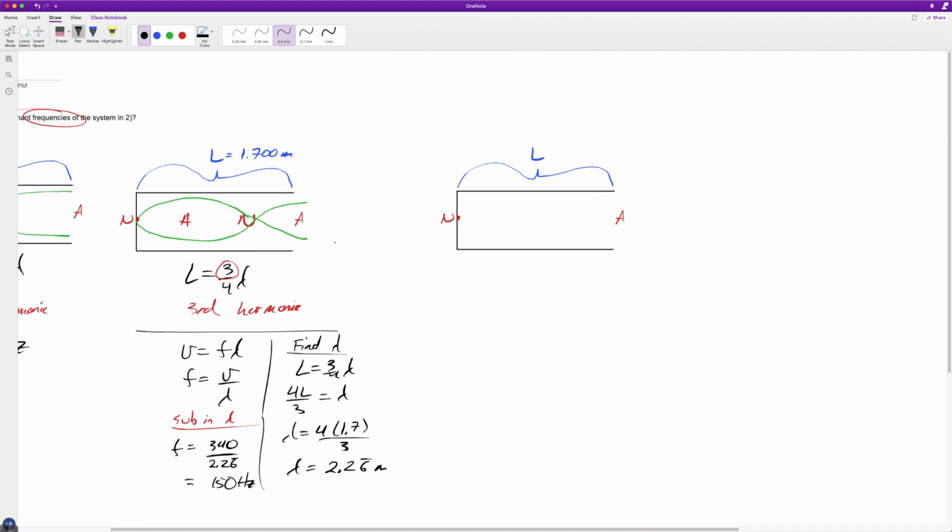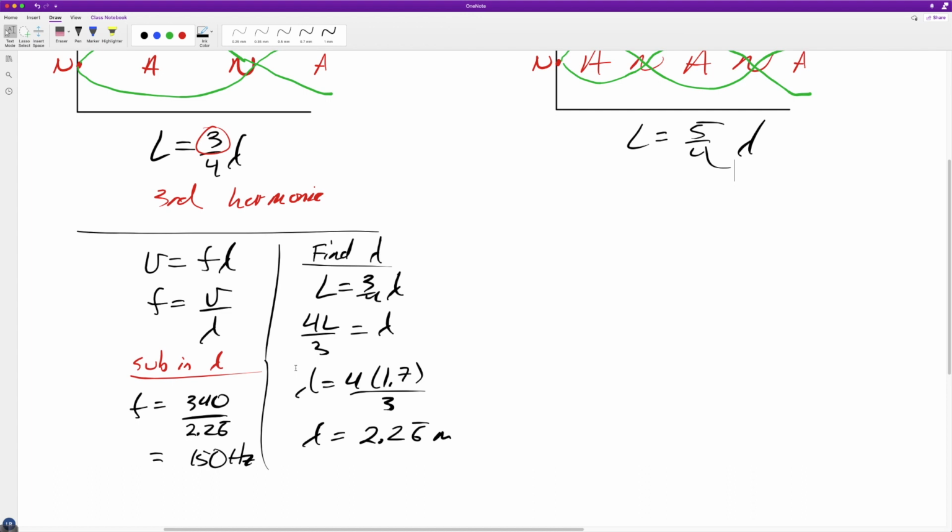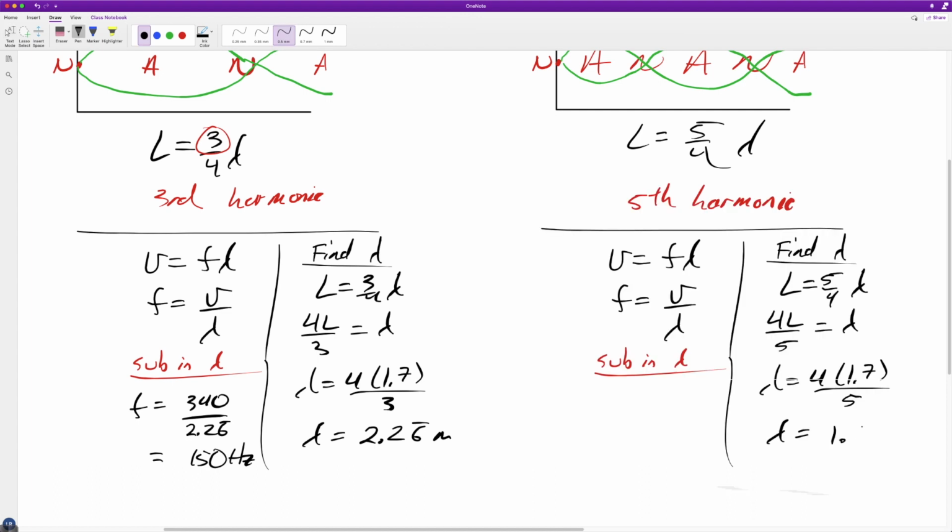So in the next one, instead of having 2 antinodes, now we have to have 3 antinodes. 1, 2, 3. So let's make sure that we get them spaced apart nicely. Draw in our wave. And then we count the quarters. So that's going to be 1 quarter, 2 quarters, 3 quarters, 4 quarters, 5 quarters. So in this case, L is equal to 5 quarter lambda. And we basically can repeat the math. So now we get a wavelength of 1.36. Substituting in 340 divided by 1.36 gives 250 hertz, which is 5 times bigger than 50.